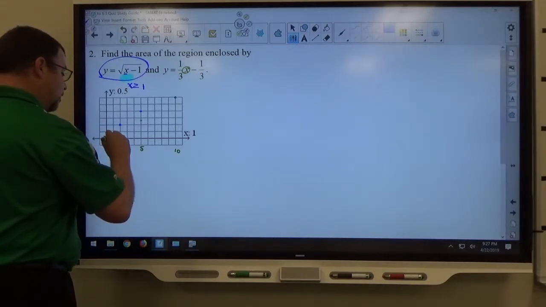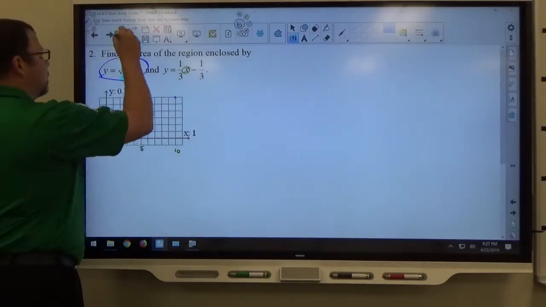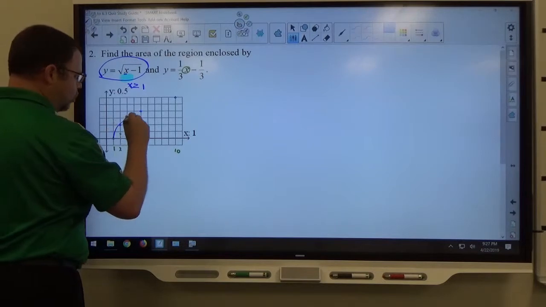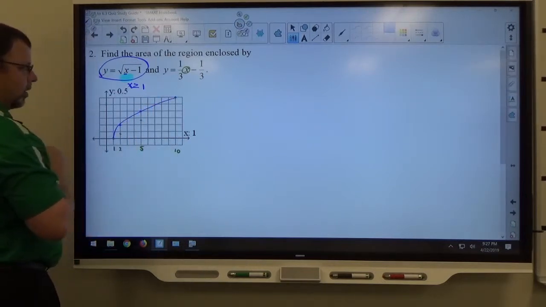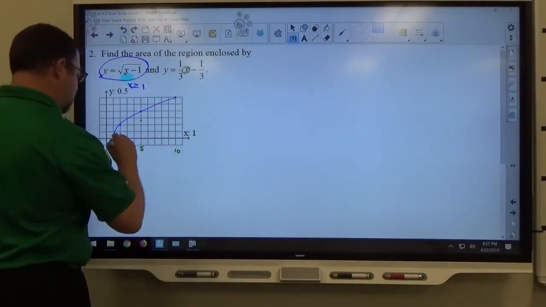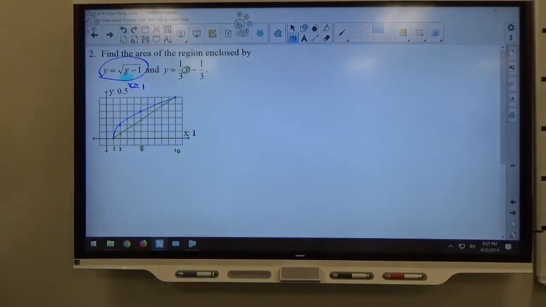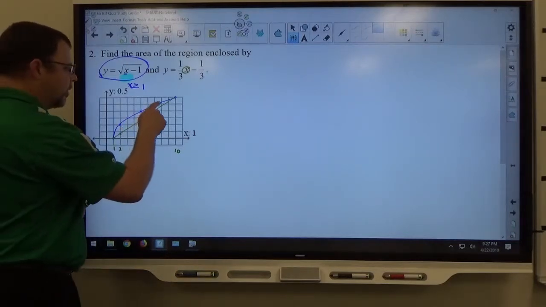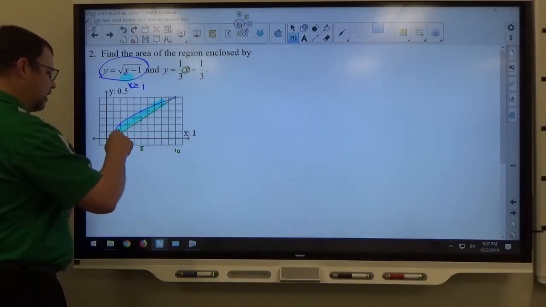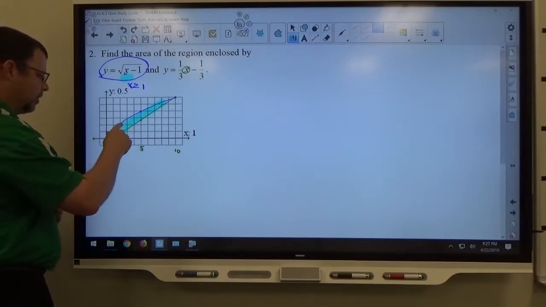So we connect these here, and that's not very good. So there's my square root function, and then my linear function. Try to make it kind of straight looking. And it makes that little sliver of a piece there that we're trying to find the area of. So we're trying to find how much space is inside that, pretend I didn't go outside the lines.